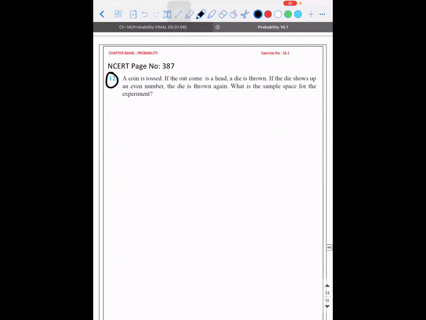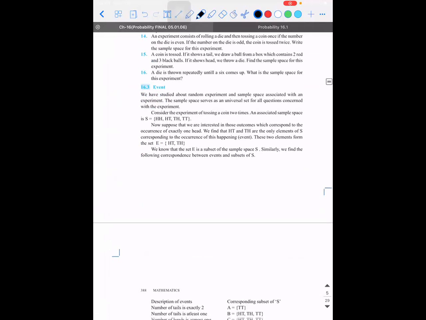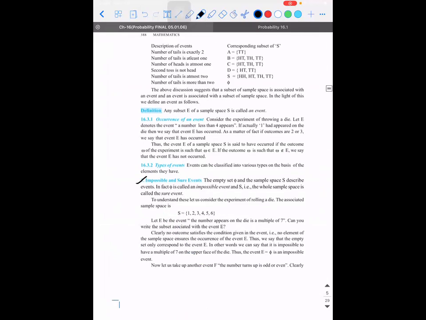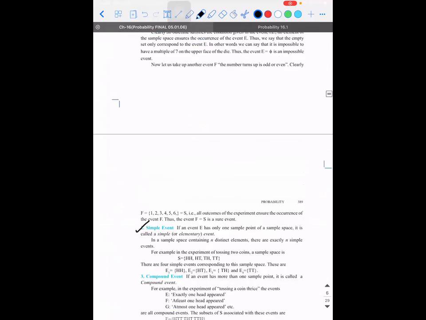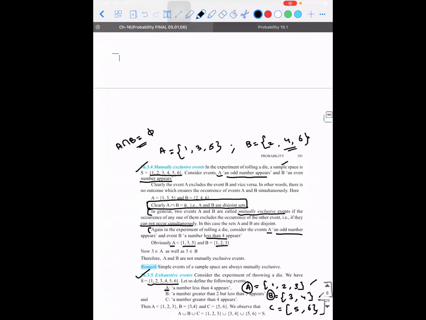So from the 12th question onwards, you take it as homework and do it. Tomorrow, I will start with the concept of event, and we will see the types of event. This is a very, very important concept. I suggest you all concentrate.